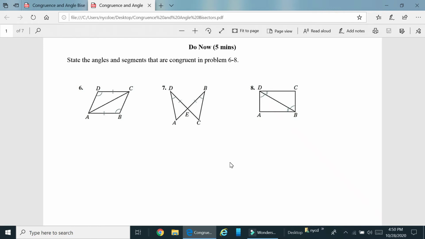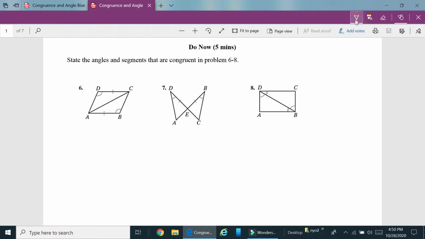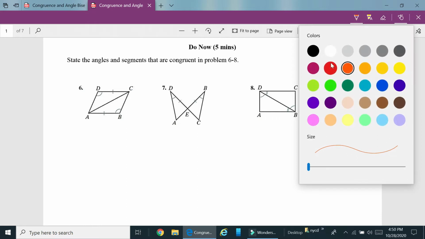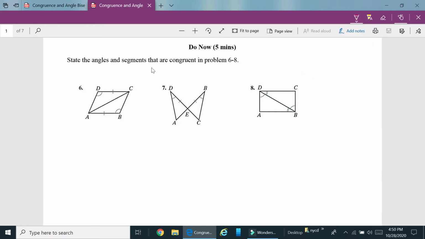Do now this morning. It says state the angles and segments that are congruent in problems 6 through 8. All right, so I'm gonna turn this on here. I use purple. So let's separate these problems. Now, I was saying earlier, you cannot go by the way the pictures look. They have to give you clues.